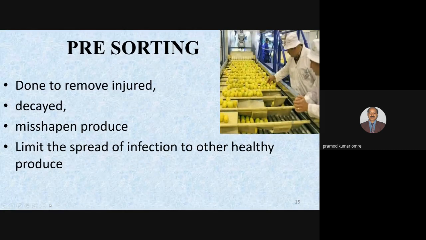During grading and sorting, which is normally done by manual as well as mechanical operation, we have to take care that the dropping of the fruit should not be more than 4 inches height. That is very important. Please note it down.